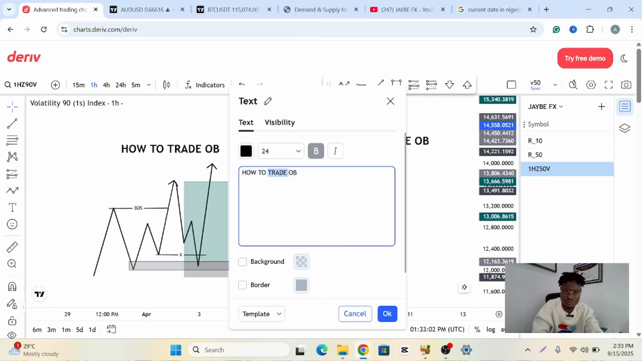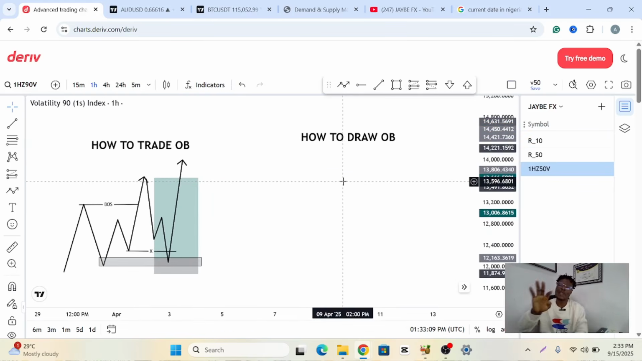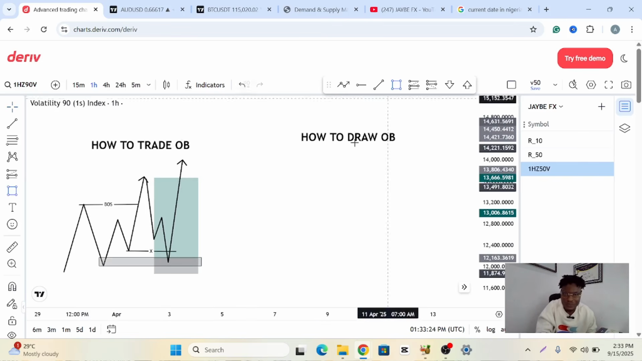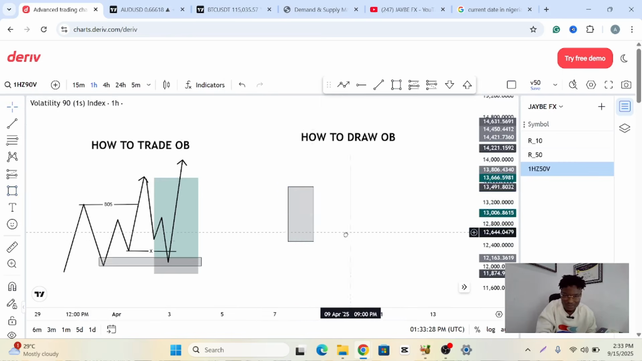How to draw. This is how to draw order blocks, which is the same thing as demand and supply. I have 3 rules of drawing supply and demand, or I have 3 rules of drawing order blocks. Now, the first rule is the wick to wick. Let me show you something. This is step number 1.